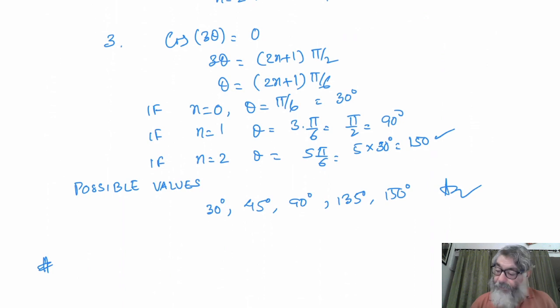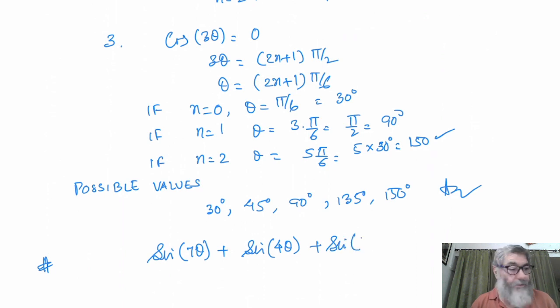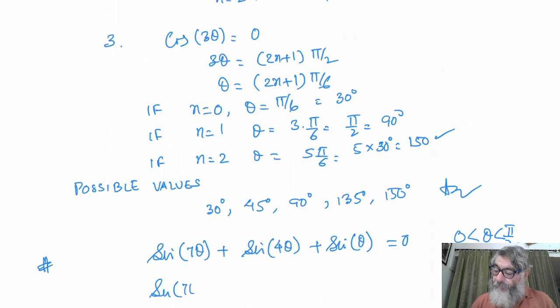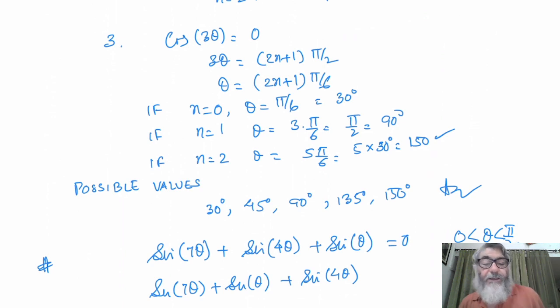Sine 7 theta plus sine 4 theta plus sine theta is equal to 0, and theta has to be between 0 and pi by 2. So sine 7 theta plus sine theta, let us combine. And why do we combine that? I'll tell you just now. Because 7 theta plus theta will become 8 theta. 8 theta divided by 2 will give you sine 4 theta, which can be taken out as common. It will become simpler for us to explain.